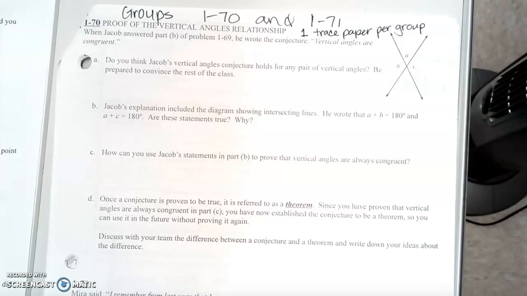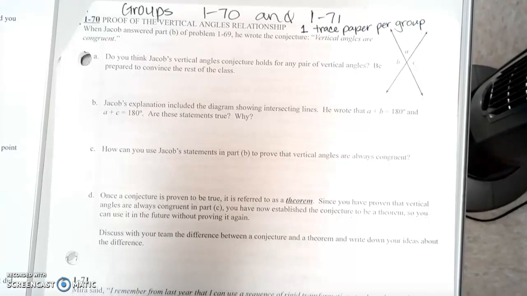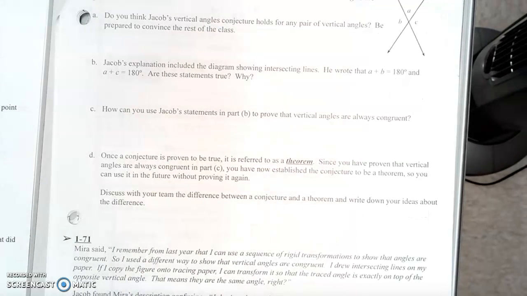Jacob's explanation includes the diagram showing intersecting lines. He wrote that A plus B equals 180 and A plus C equals 180. Are these statements true? So you're going to say yes or no. Why do you think so? Then for part C, you're going to answer the question, how can you use Jacob's statement in part B to prove that vertical angles are always congruent?